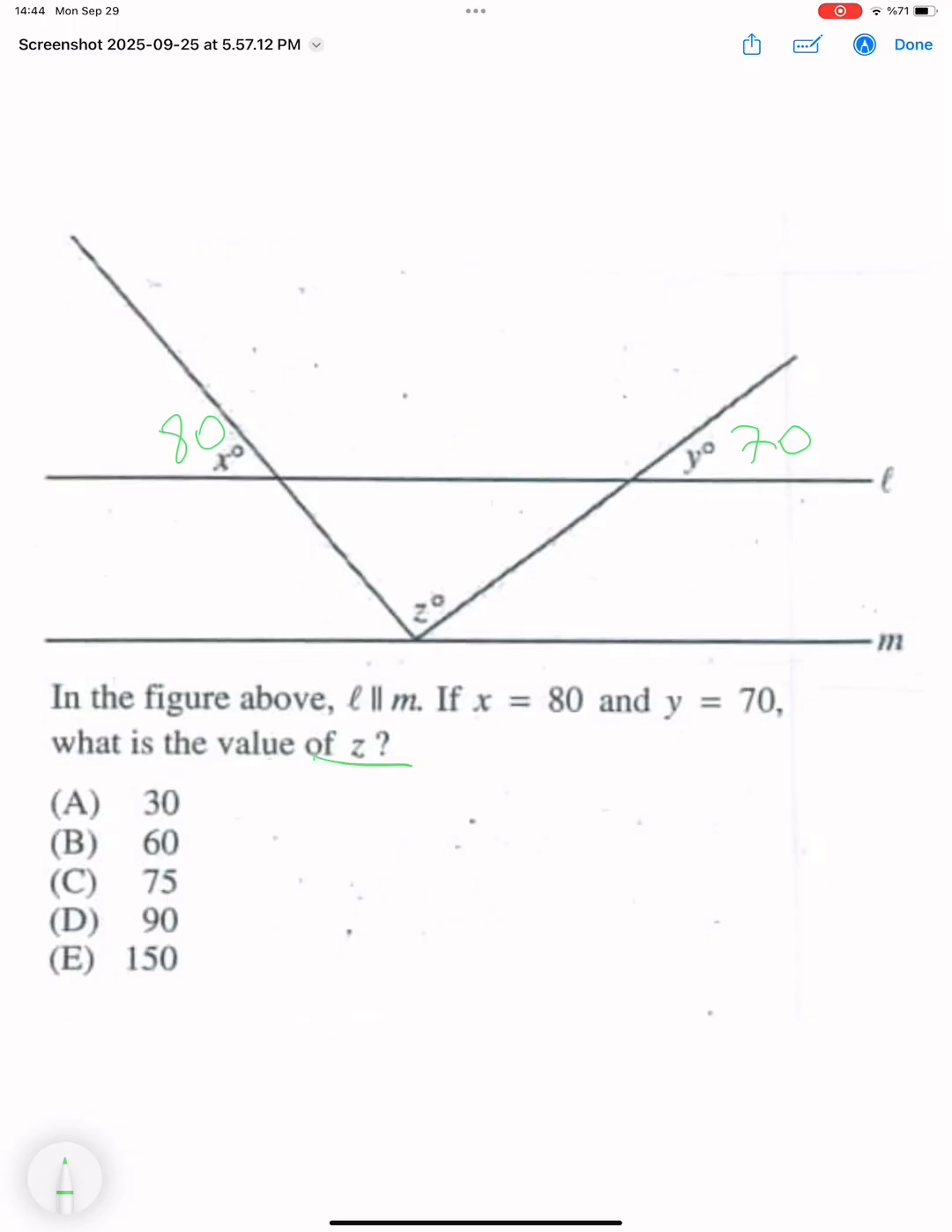It's the same question as the previous one. If this angle is 80, then this is 80. If Y is 70, this angle is 70. 80 plus 70 plus Z is going to be 180. 150 plus Z is 180. Z is then 30. Thank you.